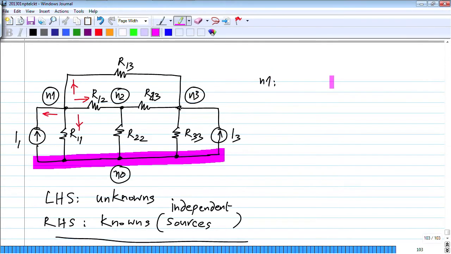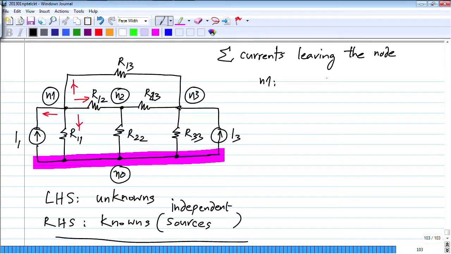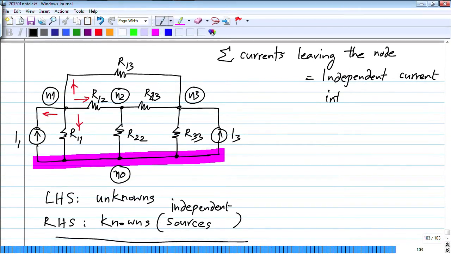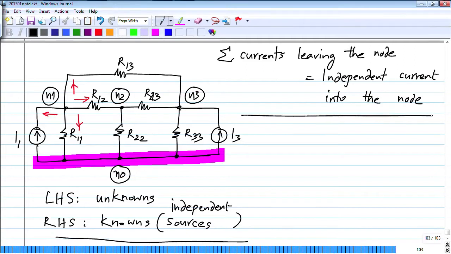So the way I will write these equations will be: summation of currents leaving the node equals any independent current into the node. Okay. So that's how I will write the equations.